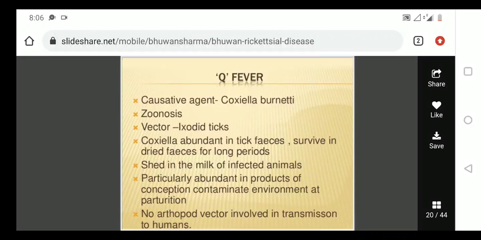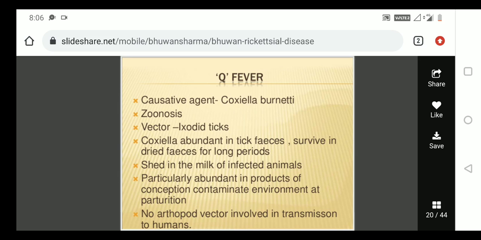The causative organism is Coxiella burnetii, and it's a zoonotic disease condition only. It is carried by ticks, and Coxiella is abundant in the tick fecal matter. Here this burnetii can survive in dry fecal matter for a longer period also. This causative organism can also stay in the milk of the infected animals.